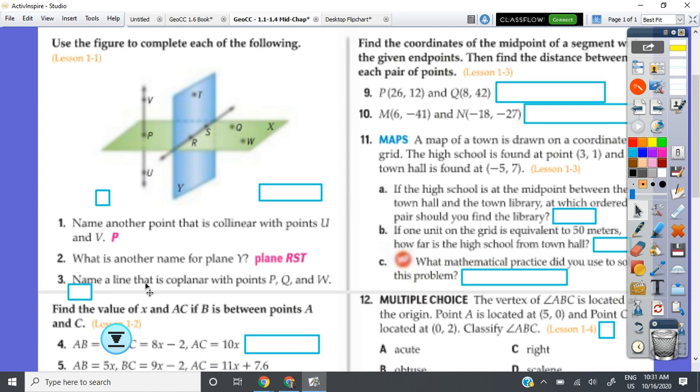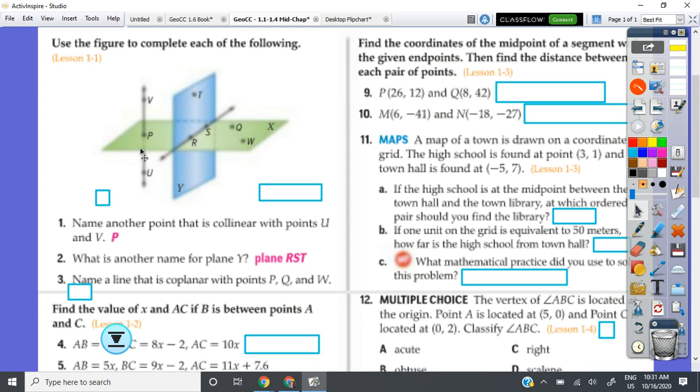For number 3, name a line that is coplanar with points P, Q, and W. So we have P over here, Q over here, and W here. The quickest way to name, it says name a line that is coplanar with points P, Q, and W. So we got to name a line. So first of all, P, Q, and W are on the green plane, plane X. So what's a line drawn on that plane?